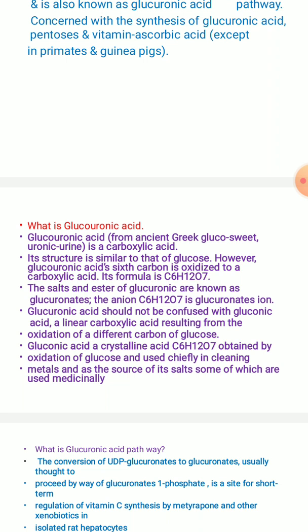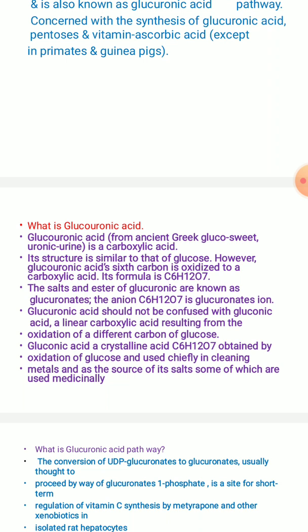The anion of the glucuronate ion should not be confused with gluconic acid. Just try to understand, glucuronic acid is totally different from gluconic acid. You are not supposed to get confused with it. One more molecule, gluconic acid, is a linear carboxylic acid which results from the oxidation of a different carbon of the glucose molecule.